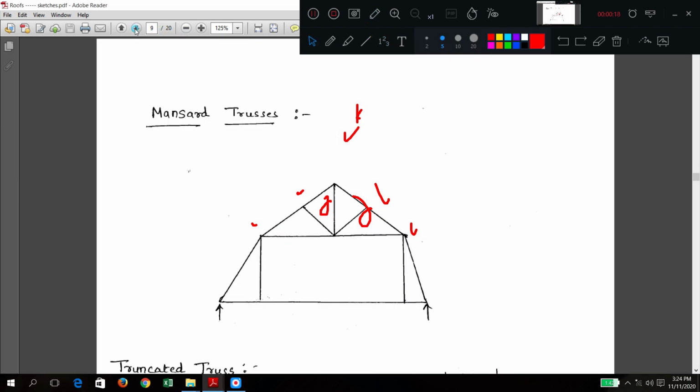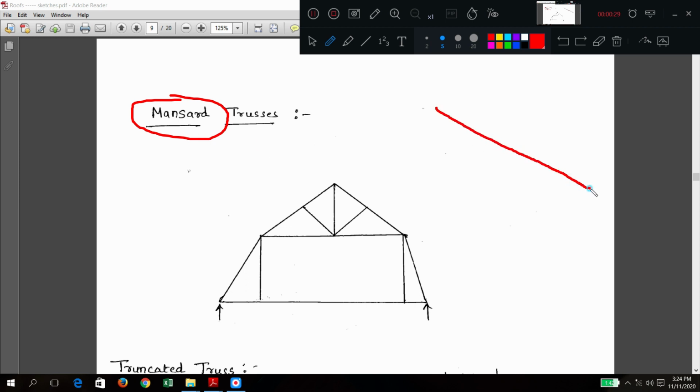Now in this next one you have the mansard truss. What is this name? Mansard. In the previous ones we have seen only one continuous roof slope. If we give a break, how is the break given? One inclination is broken and the inclination is changed. I hope you are understanding. There is no single inclination. There is a break in the inclination such that the angle will change.